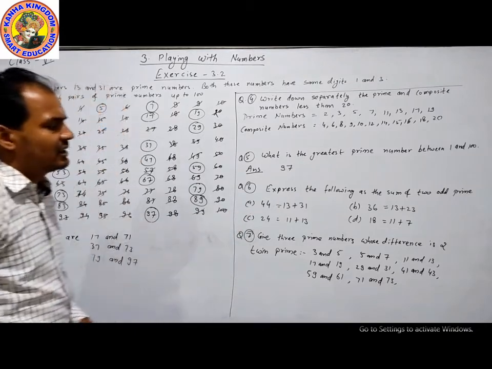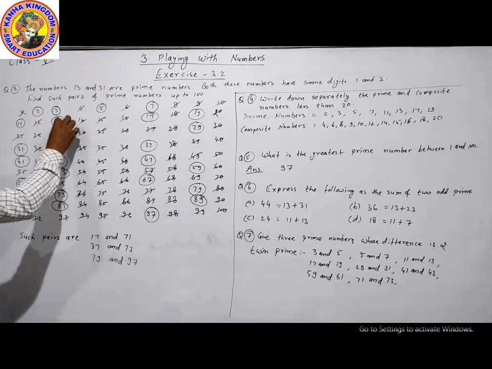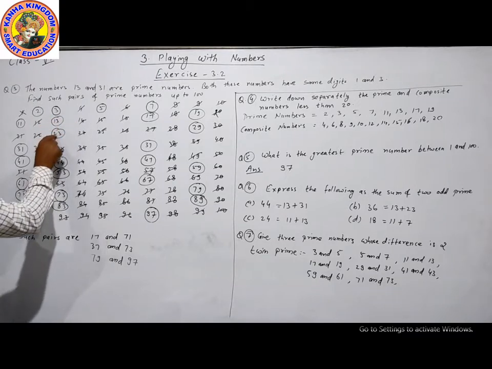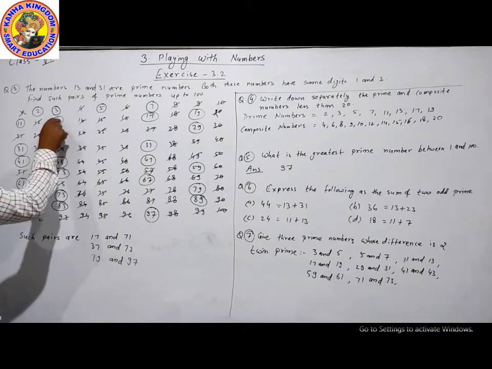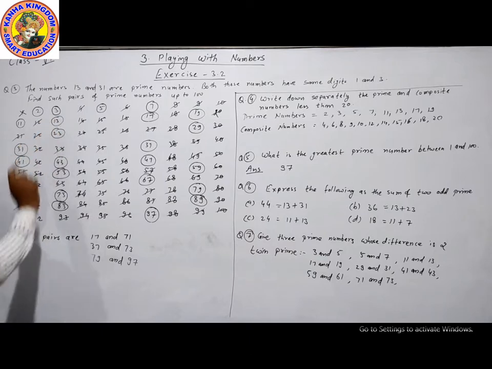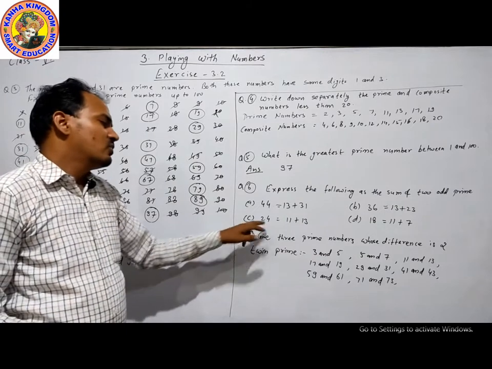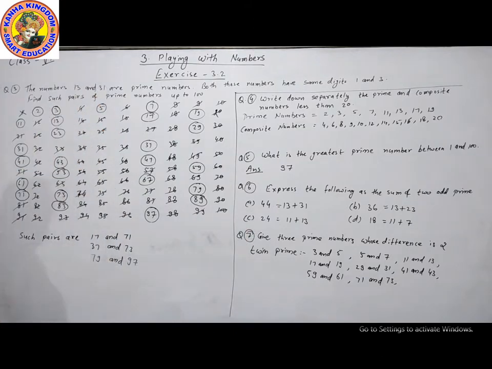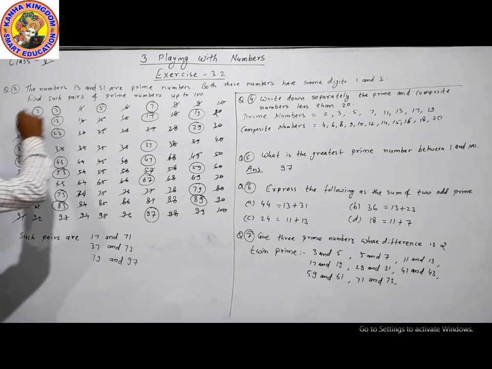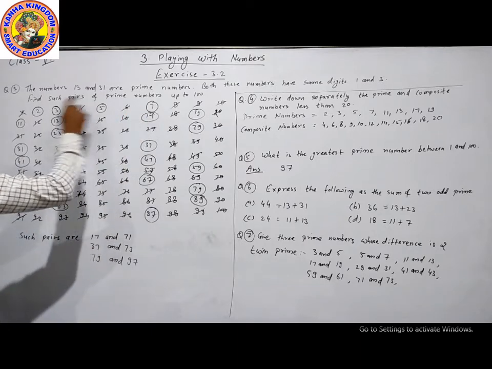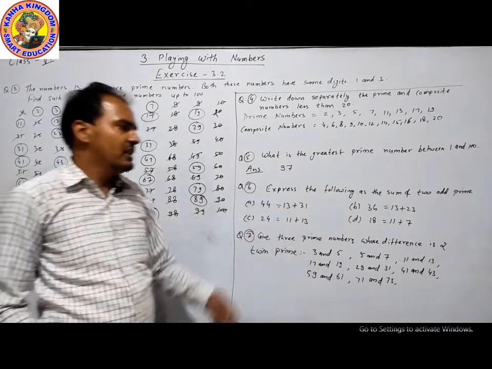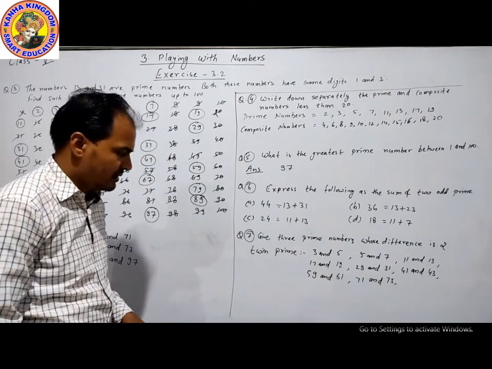Now we will make 36. 36 will be made by 13 and 23. Addition of 3 and 3 is 6, and 1 and 2 is 3. So 36 will be made by 13 plus 23. 24 will be made by 11 and 13. By adding these we get 24. 18: now we take 11 plus 7 is 18. So these are our answers.